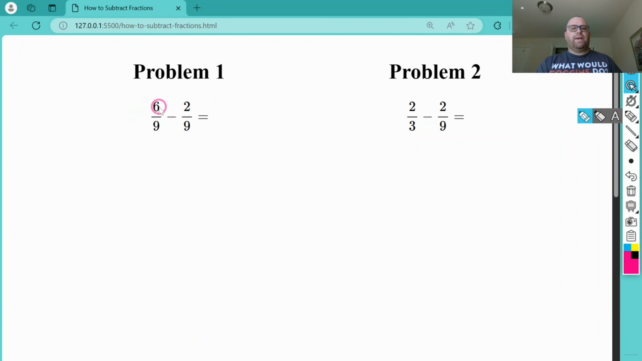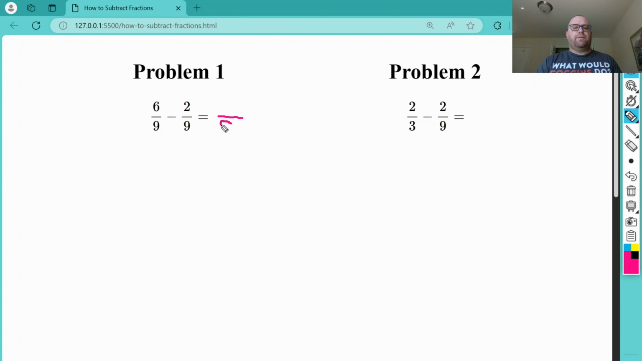So in problem 1, we have 6/9 minus 2/9. Now in this particular problem, the denominator of both fractions, that's the lower part of the fraction, is the same. If the denominator is the same, we don't have to do anything with the denominator included in the result, the difference. The difference of subtraction is the result of subtraction.